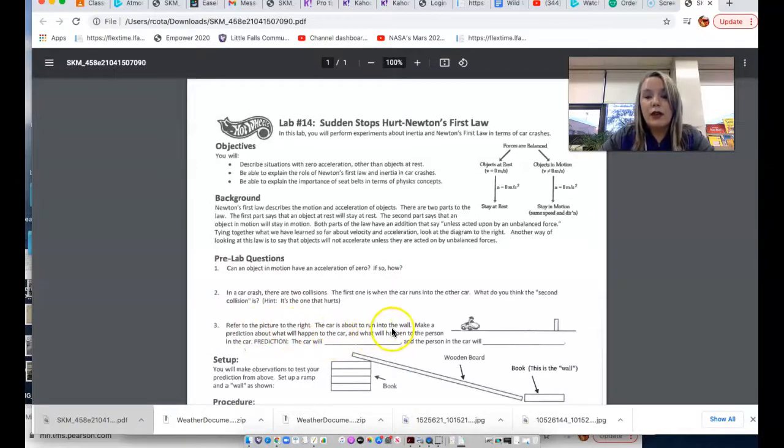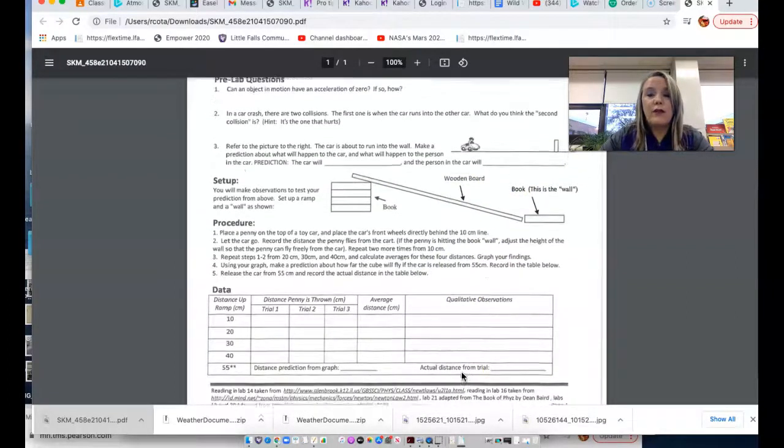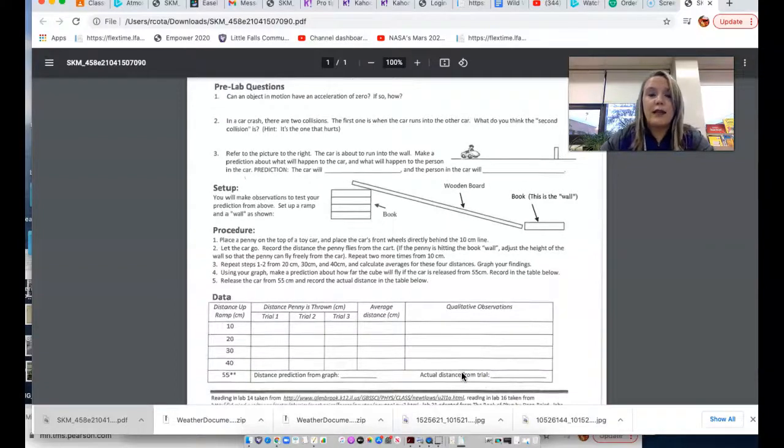The car is about to run into a wall. Make a prediction about what will happen to the car and what will happen to the person. Okay, in the car, your prediction is the car will what? And the person in the car will do what? Okay, today a big part of this is going to be setting up this lab.